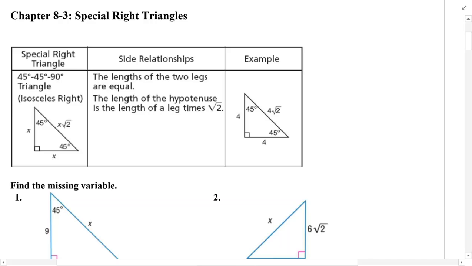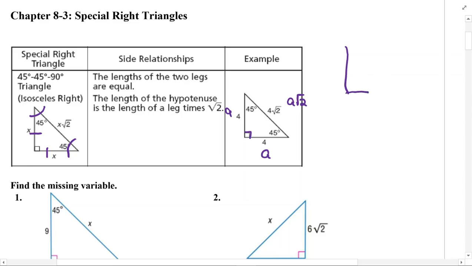Since the two angles here are congruent, we know by the converse of the isosceles triangle theorem that the two sides are congruent. So when we have the case where the sides are congruent and we have a right angle, then the hypotenuse is going to be a rad 2.